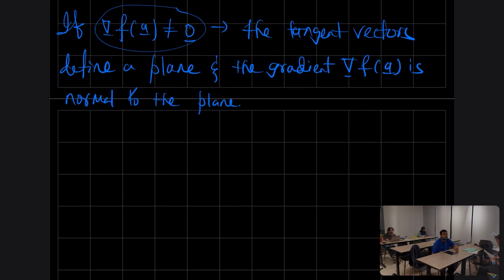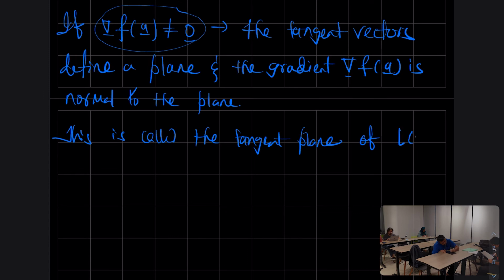Okay, so we have this, and the gradient is normal to the plane. So what is this plane? This plane has a name. This is the tangent plane of the level set L_c at A. What we were discussing is that this L_c is called a regular level set. Instead of just a level set, it's a regular level set because it does not contain any critical points. By critical point, we mean the first derivative is zero.